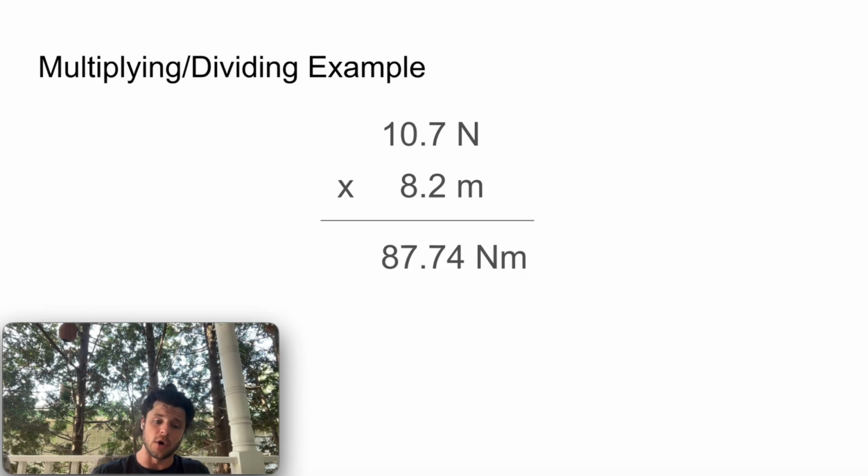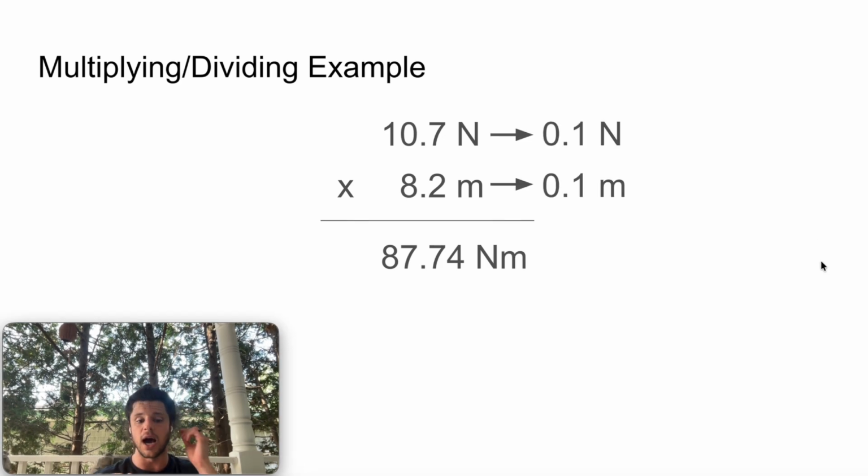But what you will notice is that the answer we get, 87.74, has a couple of funky things going on relative to the measurements we started with. First of all, both of them were only precise down to the level of the tenths of their unit. So 10.7 newtons was precise to the tenth of a newton, and 8.2 meters was precise to the tenth of a meter. However, the number we get at the end looks like it goes all the way down to the hundredths. So where do those hundredths come from?